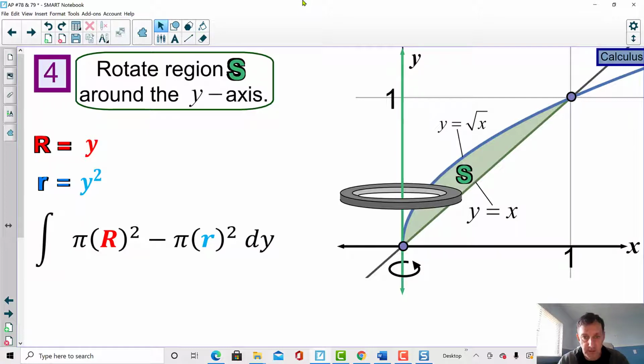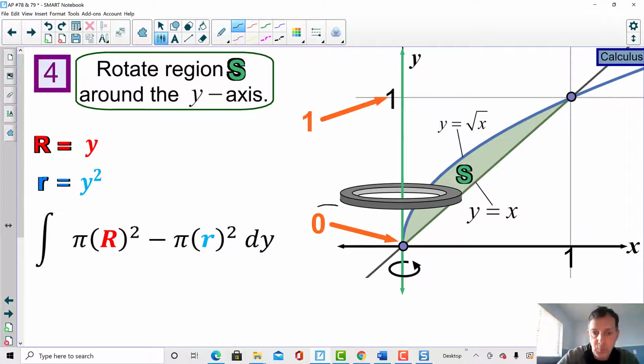And we're going to fill in those washers from y equals 0 all the way to y equals 1. So those are going to be our bounds. Our bounds are going to go from 0 to 1. And that's it. We're pretty much done, other than plugging in the big R and the little r. Let's go ahead and do that.